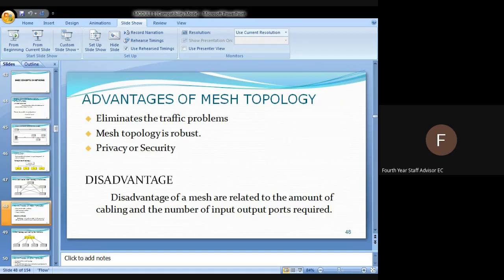First one is it eliminates the traffic problems since you are having a dedicated point-to-point link between the two stations. And also it is robust. Okay. Now privacy or security is also provided in mesh topology. Okay. Now what about the disadvantage of mesh topology?